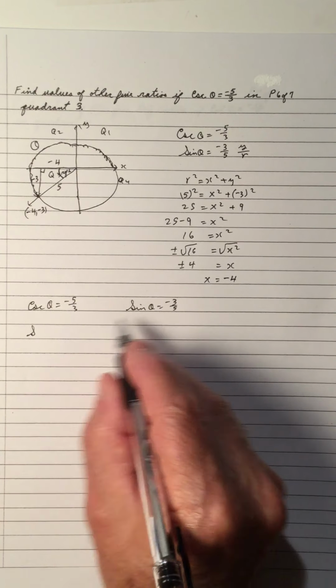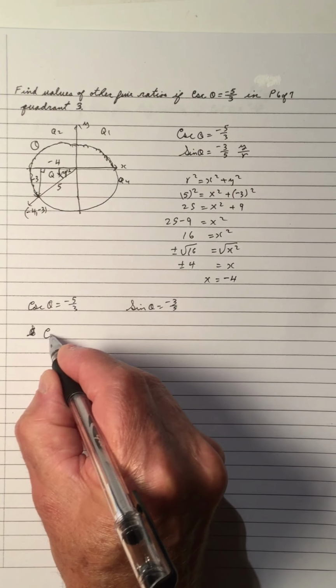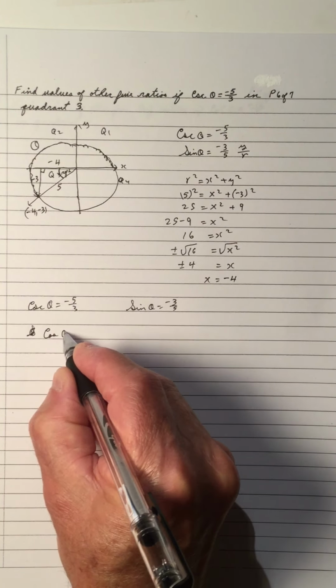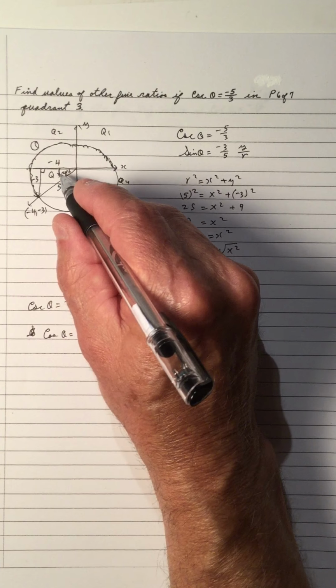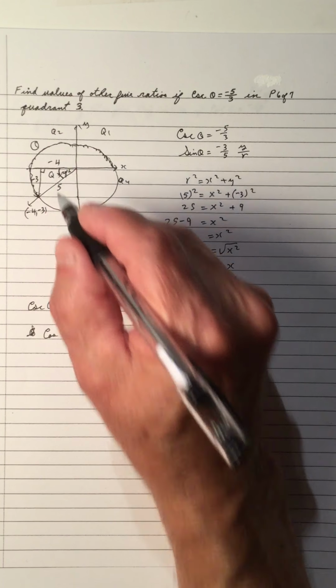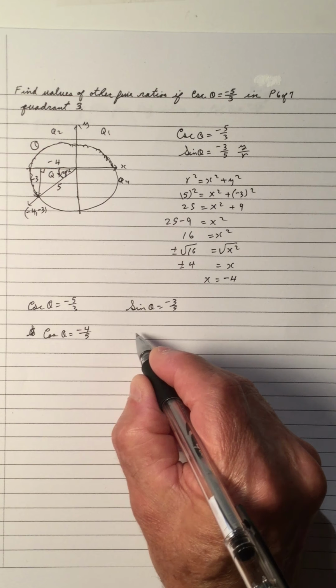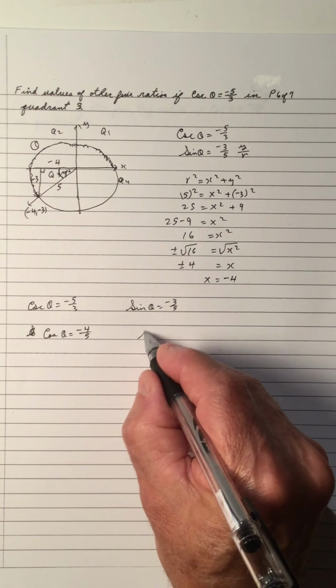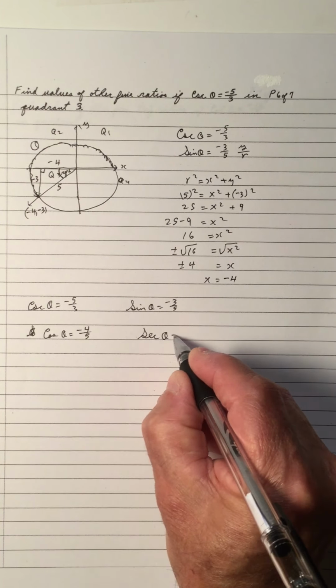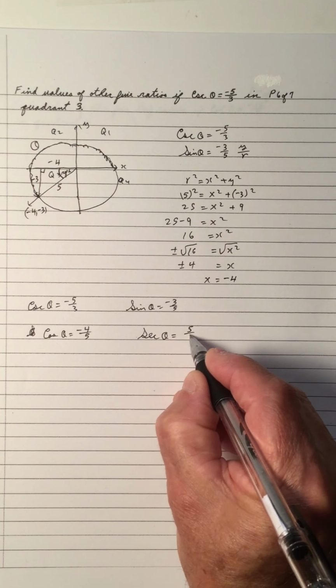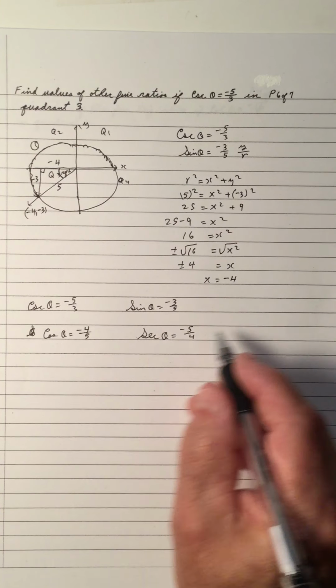So now I can do cos. Cos is the x over the r, so it's negative 4 over 5. Cos is the x over the r, or cos is the adjacent over the hypotenuse. So that means that secant theta is negative 5 over 4.